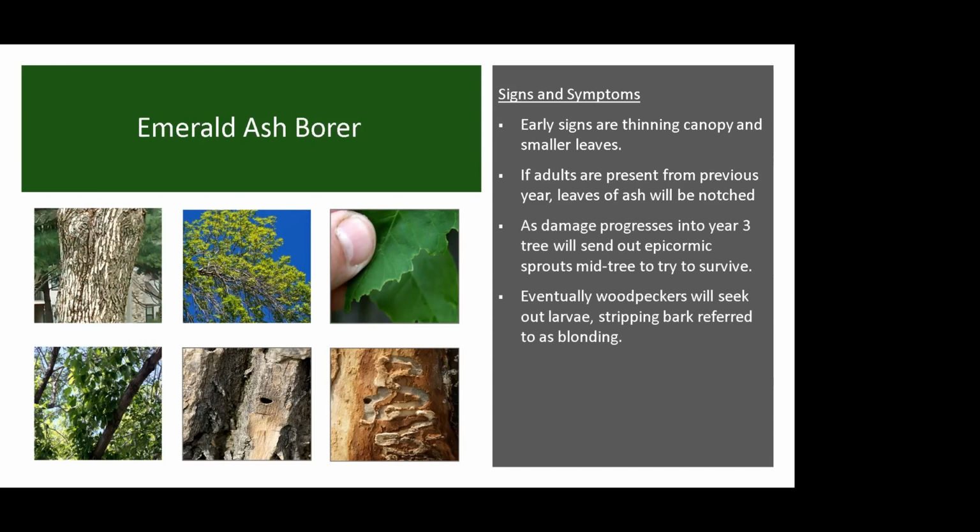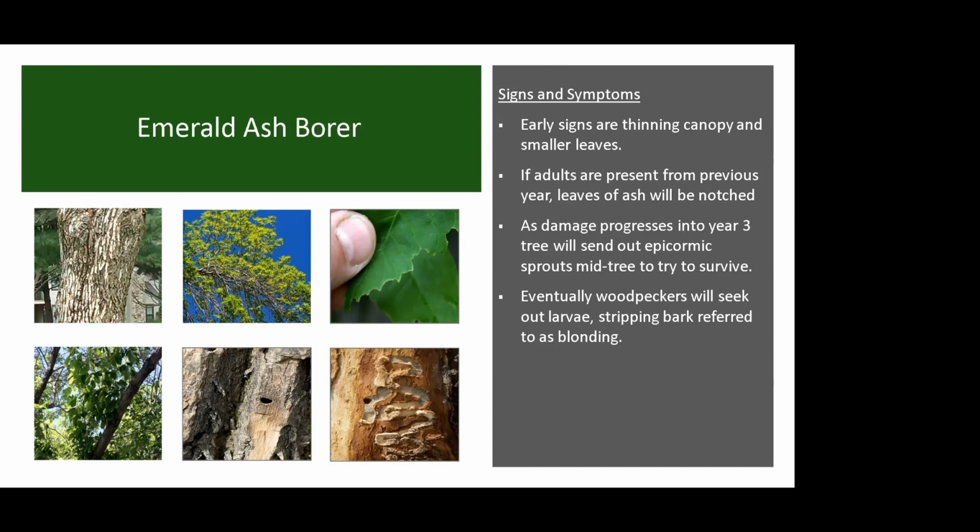Eventually, as the insects continue to feed, woodpeckers will seek them out. They can hear them under the bark, and they start trying to strip bark off the trees. That top left-hand corner is what we'd call blonding. And you can see that. In fact, I was in my neighborhood the other day driving down a street, and I could see new blonding occurring from this last year, which tells me that EAB is now in my part of Massachusetts.